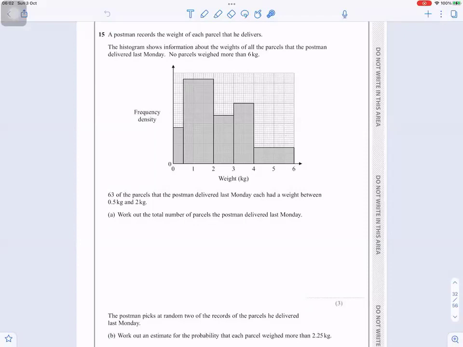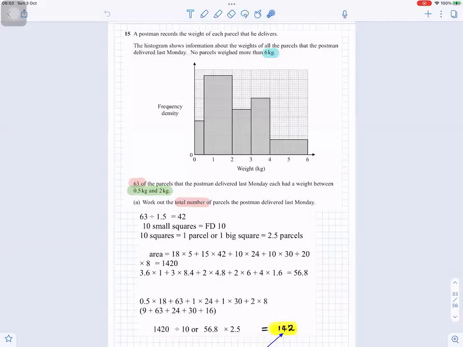Question number 15. The postman records the weight of each parcel that he delivers. The histogram shows information about the weights of all the parcels that the postman delivered last Monday. No parcels weighed more than 6 kilograms. 63 of the parcels each had a weight between 0.5 kilograms and 2 kilograms. Work out the total number of parcels the postman delivered last Monday.